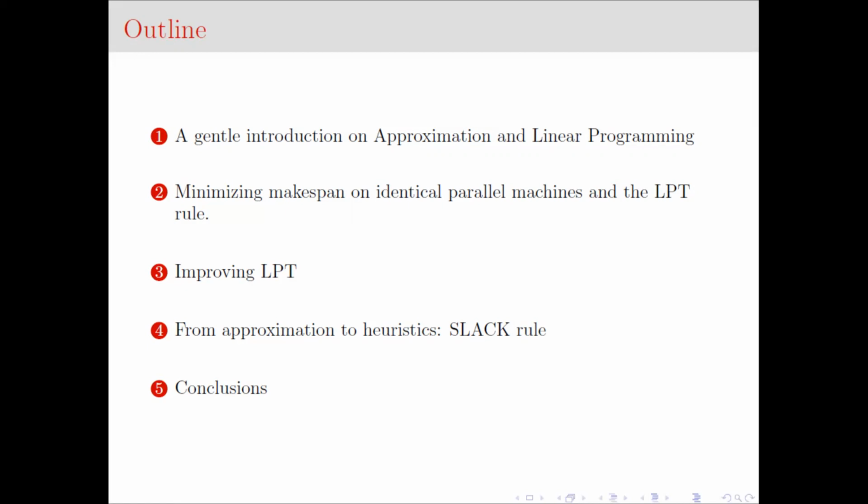And then the other part, which was fun in a sense, was the fact of saying that from approximation, sometimes you can also consider heuristics. So the fact of having a worst case result does not imply that you're not going to have something that may be used in practice. And so we show how to find again a rule which has a very low complexity, and this rule can be seen as an improvement with respect to LPT also in practice, and some conclusions.